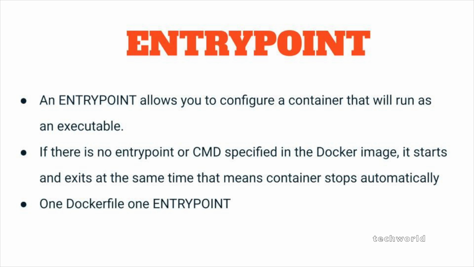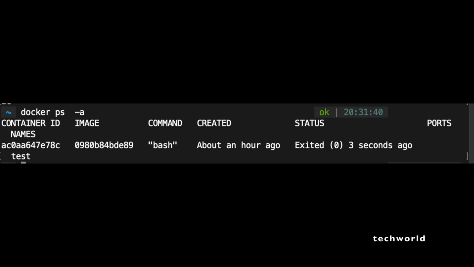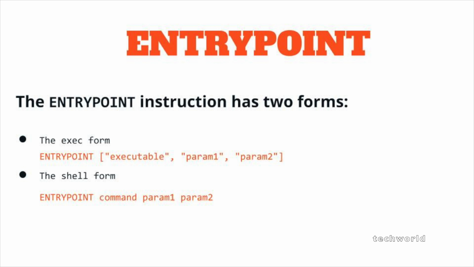If there is no Entrypoint or CMD specified in a Dockerfile, the container starts and exits at the same time. When you run the docker run command, the container is not going to run in the background. That means the container stops automatically. If you run the docker ps -a command in the CLI, you can see the container exited X seconds ago or X minutes ago. That's because there was no service or executable running in the background. Let's say you wanted to run echo hello world: it will give you the output and right after it will exit the container.